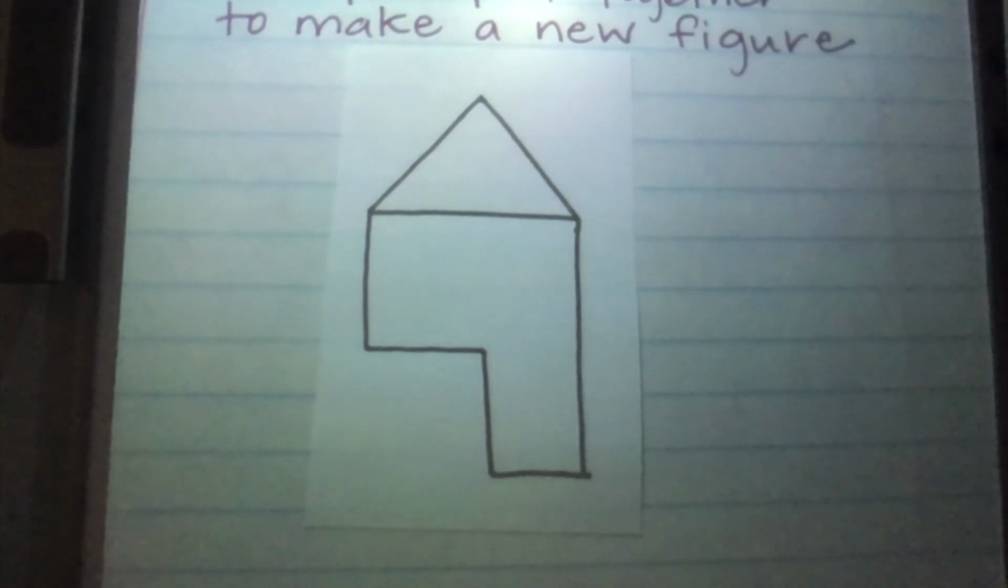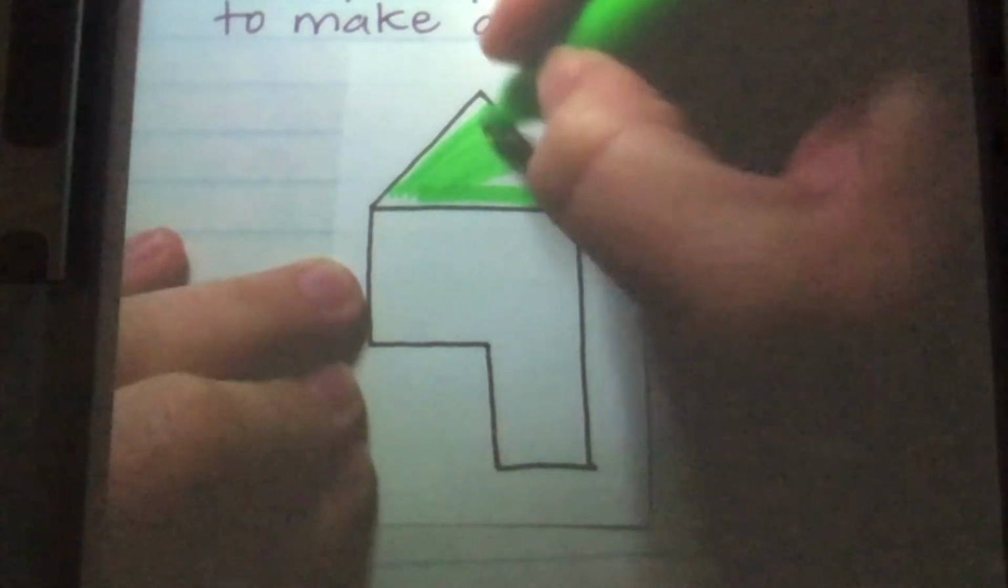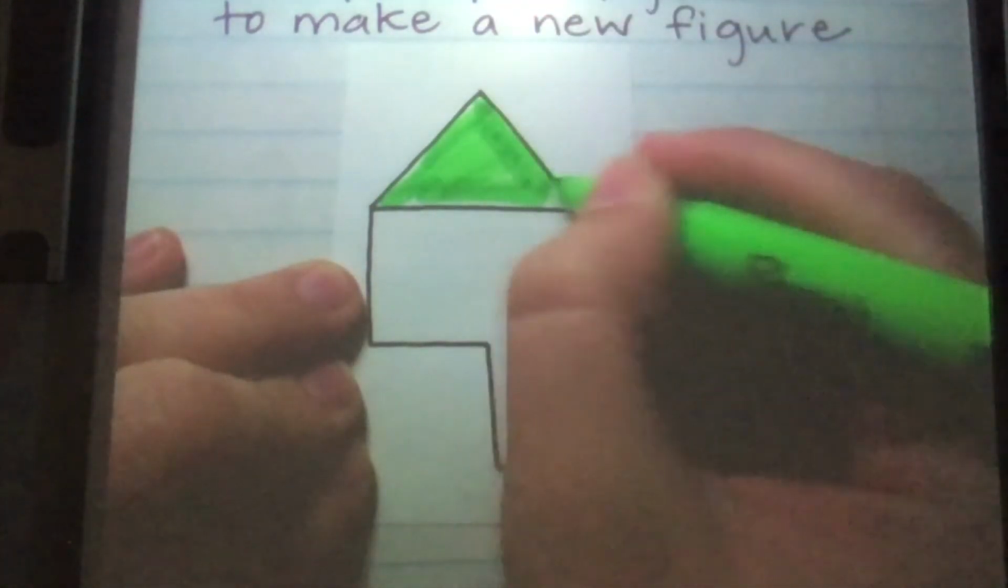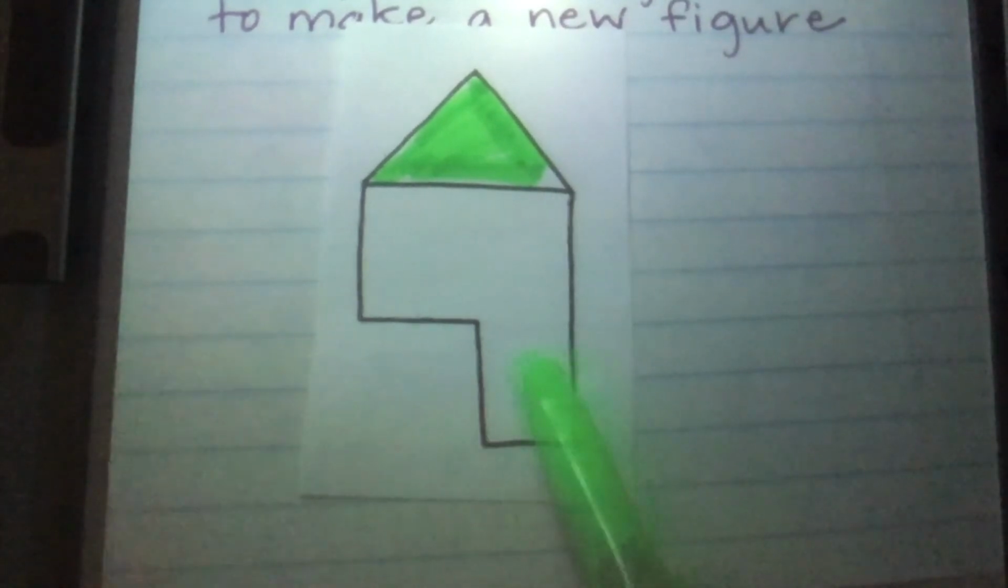Okay, I want you to ask yourself, what smaller shapes do I see within this larger figure? So take a minute and just think about, if you could take this shape and break it apart, what smaller shapes could you break it into? Okay, I hope that you were able to visualize that there's a triangle right here. Now what's left is an L shape.